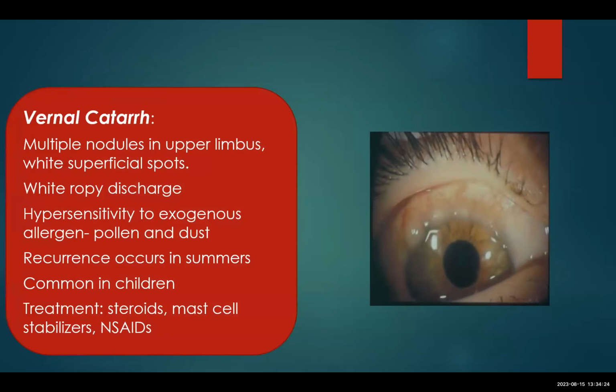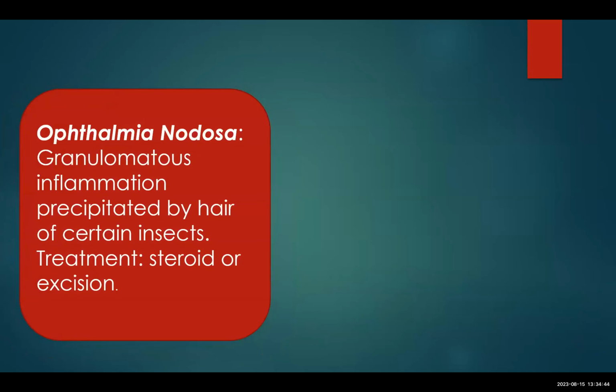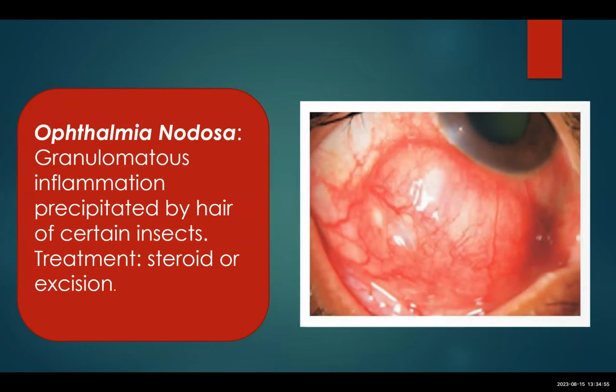Next, we move on to vernal catarrh. As you can see on the upper limbus, there are multiple small superficial spots, which is associated with a ropey discharge. It occurs in summer and is common in children. It is a hypersensitivity reaction to exogenous allergen, pollen, and dust. The treatment advised is steroids, mast cell stabilizers, and NSAIDs. Further, we move on to ophthalmia nodosa. It is a granulomatous inflammation precipitated by certain insects and by caterpillar hair. The treatment advised is steroids and excision.